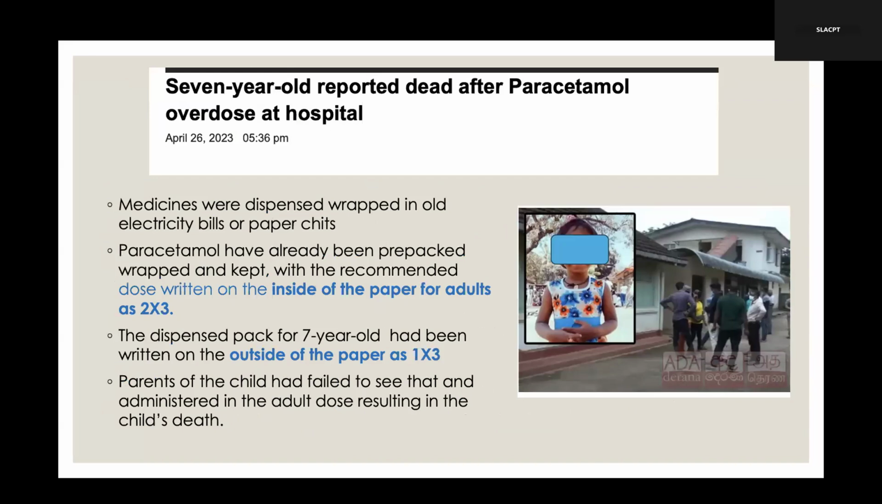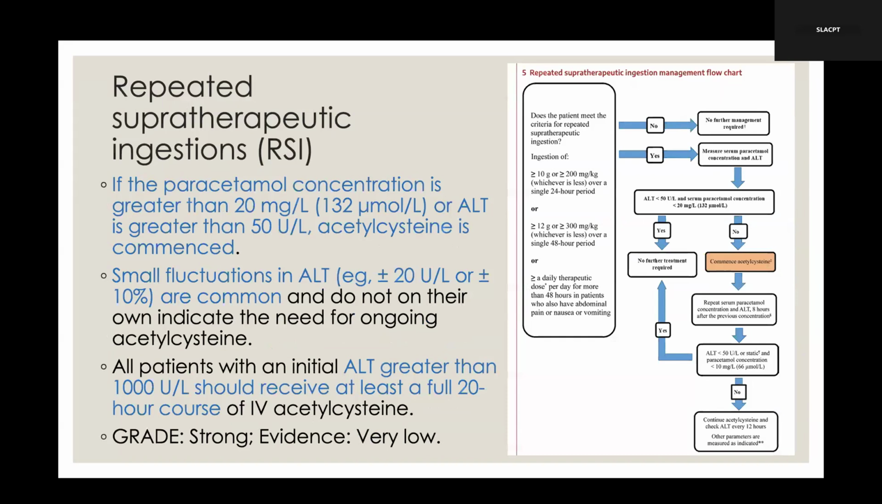This is a very unfortunate situation. These keep on occurring. A 7-year-old child died of paracetamol overdose because it was dispensed wrapped up in a piece of paper, and inside, the adult dose was written as 2:3. Outside they had written that as 1:3, but the parents used what was there inside.